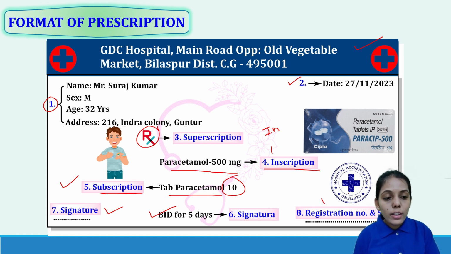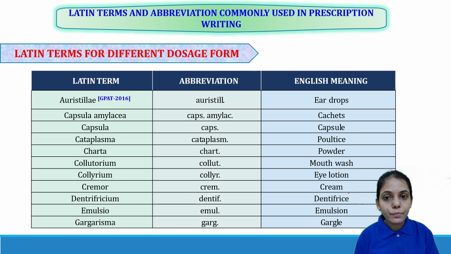Next come the registration number and the seal, and this has to be of the prescriber. His registration number and the seal. So this is the basic format of the prescription.